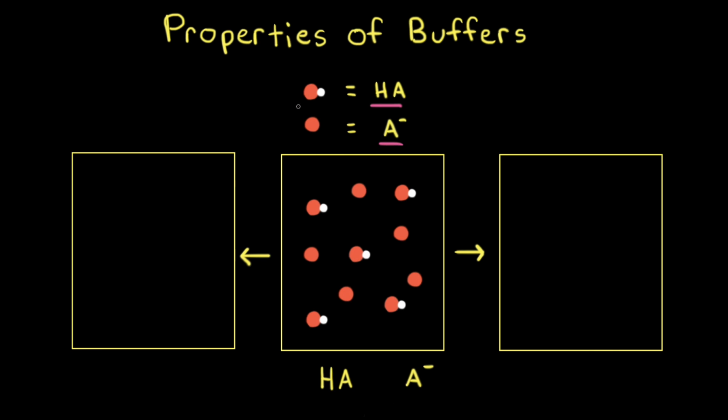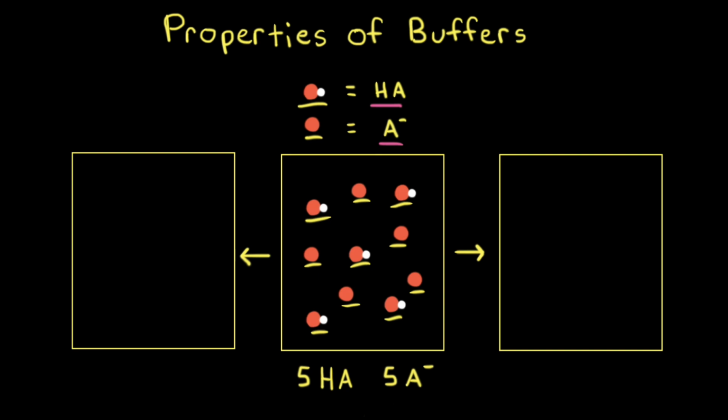So first, let's count how many HAs we have. There's 1, 2, 3, 4, 5 HAs. And for A-, there's also 1, 2, 3, 4, 5 A-. When looking at a particulate diagram of a buffer, usually water molecules are omitted for clarity. Also keep in mind that this particulate diagram is just meant to represent a small portion of the solution, so we can get an idea about what's happening in the entire solution.